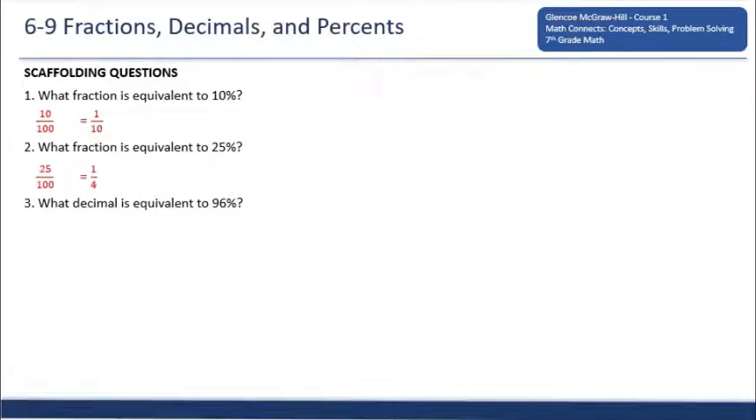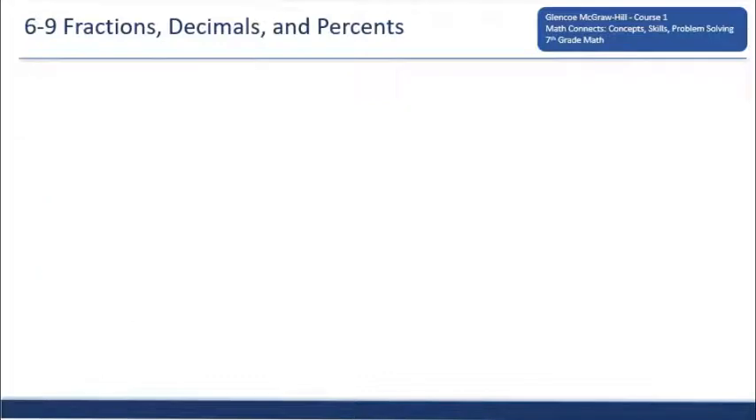Number 3, what decimal is equivalent to 96%? If you remember from earlier this year, to convert a percent to a decimal, we're going to divide by 100, which means we're going to move the decimal point 2 places to the left, and we'll get 0.96. What decimal is equivalent to 96.5%? The same thing, we want to divide 96.5 by 100, and we'll end up with 0.965.